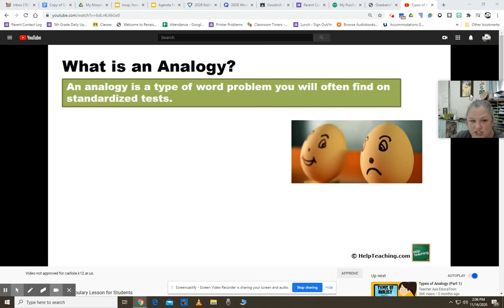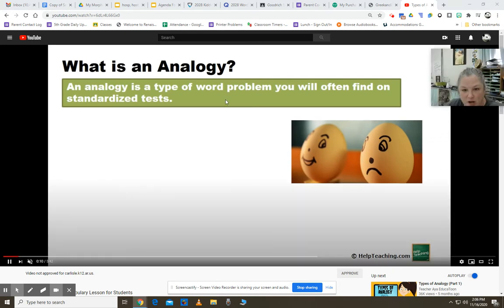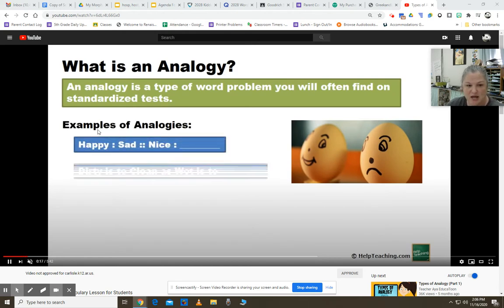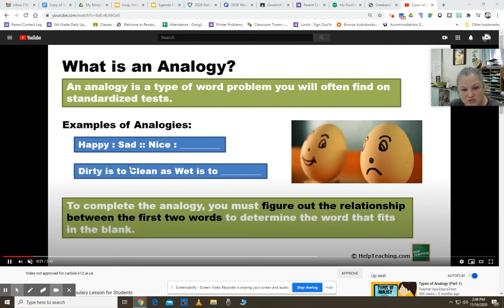What is an analogy? An analogy is a type of word problem without any math that you will often find on a standardized test. An example of analogies: happy is to sad as nice is to, dirty is to clean as wet is to. To complete the analogy, you must figure out the relationship between the first two words to determine the word that fits in the blank.